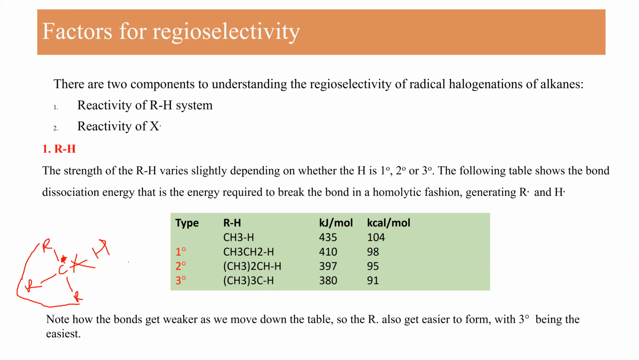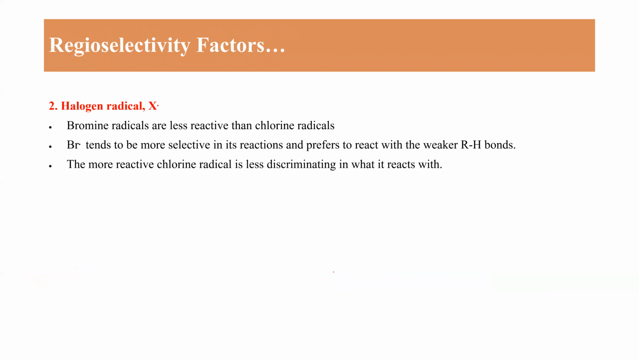So that's why this radical, the tertiary radical, is more stable. It means that the bond is easier to break. While when the radical is not stable, the bond is not willing to cleave easily. So that's why we have the differences in the bond dissociation energies for these ones. Now the next factor is the halogen radical, X dot.